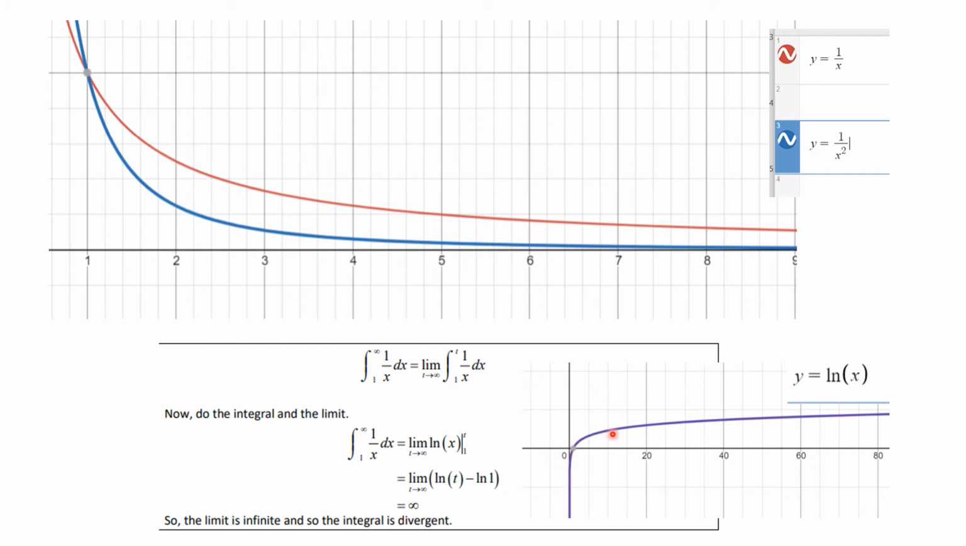Now the logarithm, as you know, is a very slow growing function, but it does tend off as you go to infinity. The number just gets bigger and bigger, and it goes to infinity. So when you plug these numbers in, you get the limit as t goes to infinity of ln of t, which is going to be infinity, minus the ln of 1, and the ln of 1 is going to be 0. So you see we get infinity as this limit, so the limit is infinite, and so the integral is divergent.